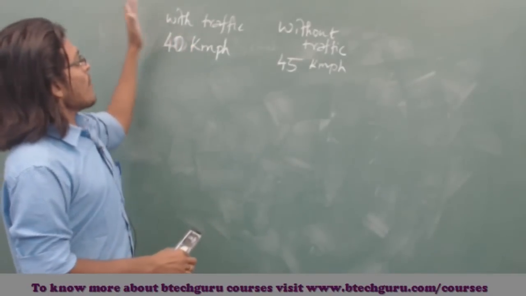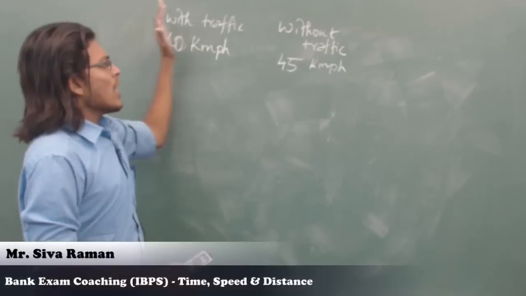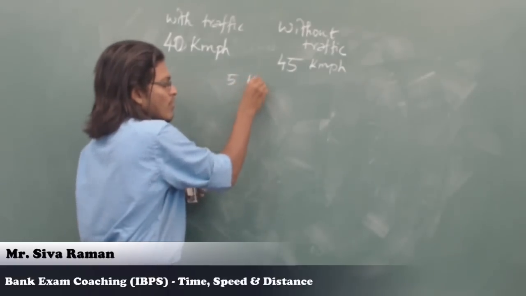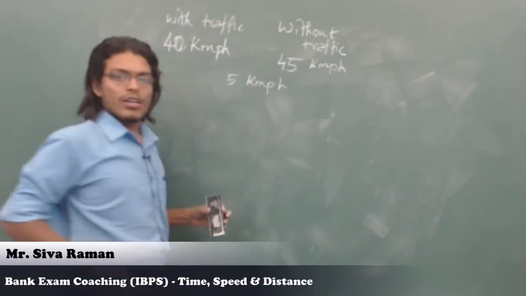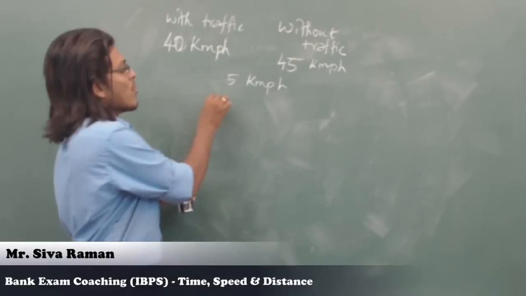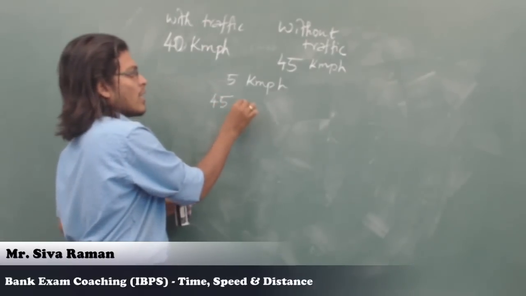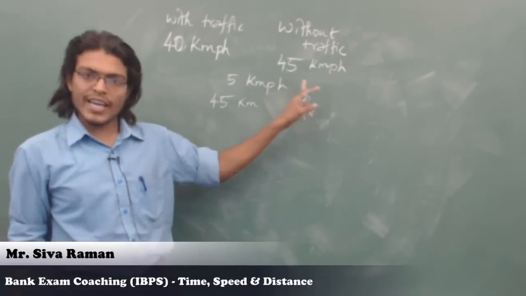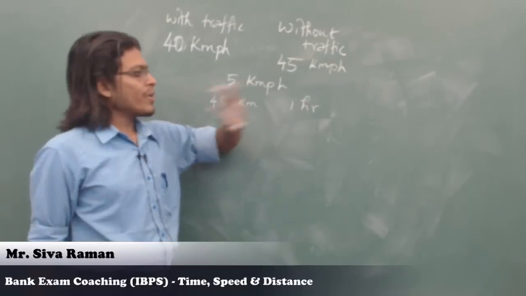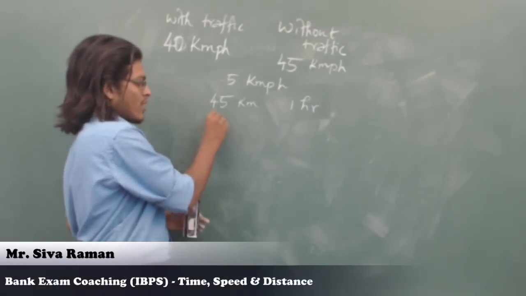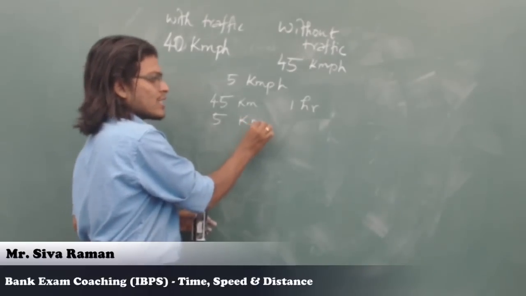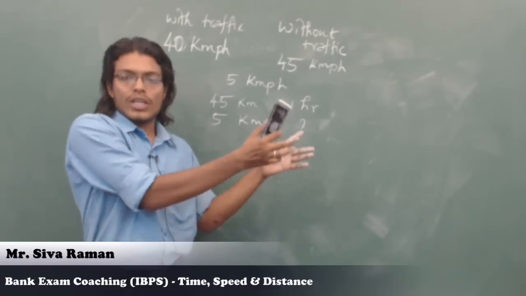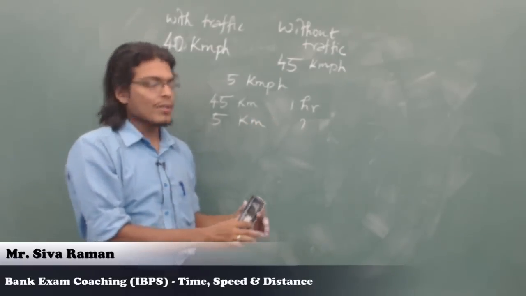Right. So, how much is the speed difference? It is 5 km per hour. See, 45 kmph means 45 km in 1 hour. So, for 5 kilometers, how much time will be taken? This time is actually the idle time of the bus, right?